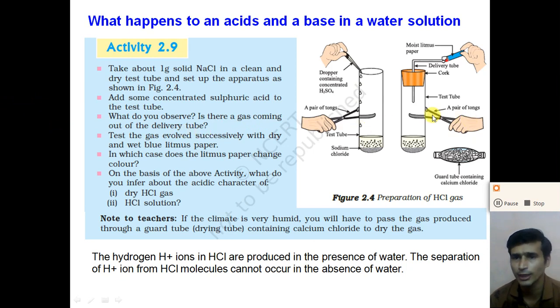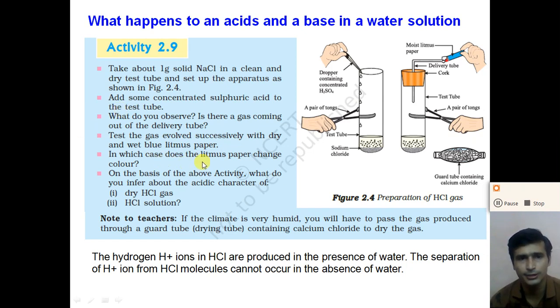And what type of gas? So in the test tube, if you add concentrated sulfuric acid, the gas will come out. The gas evolves successively with the dry and wet blue litmus paper. So test the gas, dry HCl gas and HCl solution. That is all you have to explain. You can test with the help of the litmus paper.